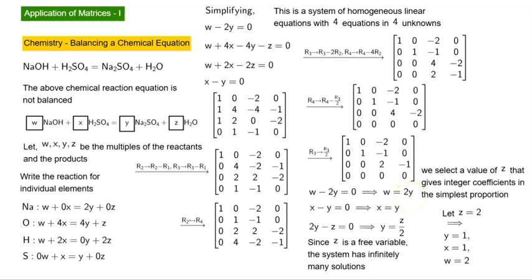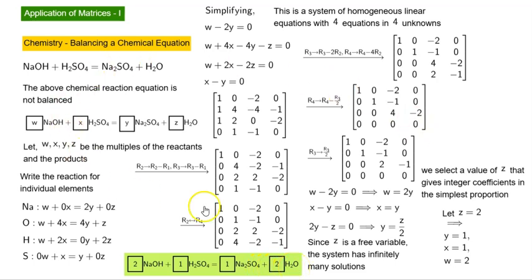So which means our balanced chemical reaction would be 2NaOH plus 1 of H2SO4 is equal to 1 of sodium sulfate plus 2 of water molecules. So that is applying matrices to chemical equations. So that was our first application.